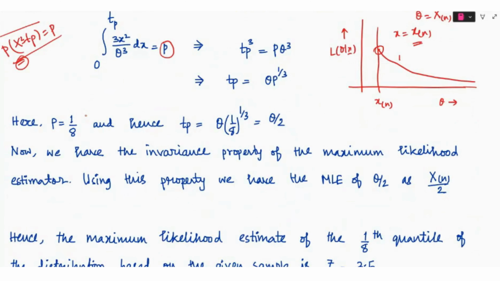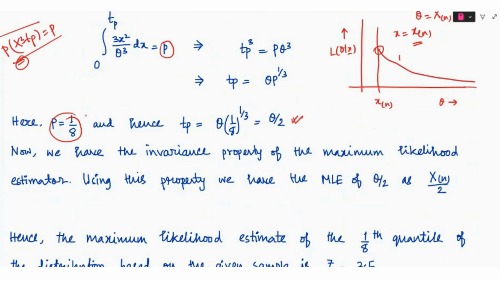So put p equal to 1 by 8, because we need to find the 1 by 8th quantile of the distribution. Hence T_p becomes theta into (1 by 8) whole to the power 1/3. That becomes theta by 2. So now we have to obtain the MLE of theta by 2, which is a parametric function of the given parameter theta.